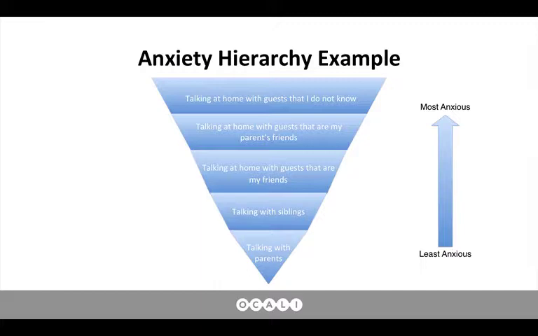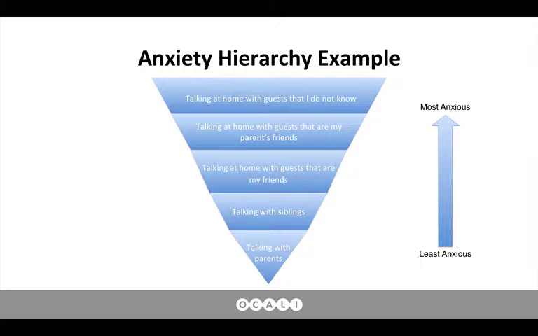It lists the triggers from least anxious to most anxious. This anxiety hierarchy is an example that could be developed to use in the home for when guests may be visiting. A caregiver and the individual would have created this list and then start working from the bottom up.